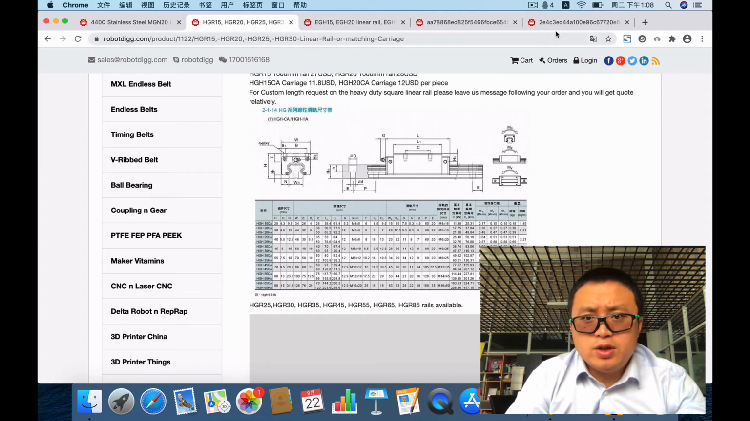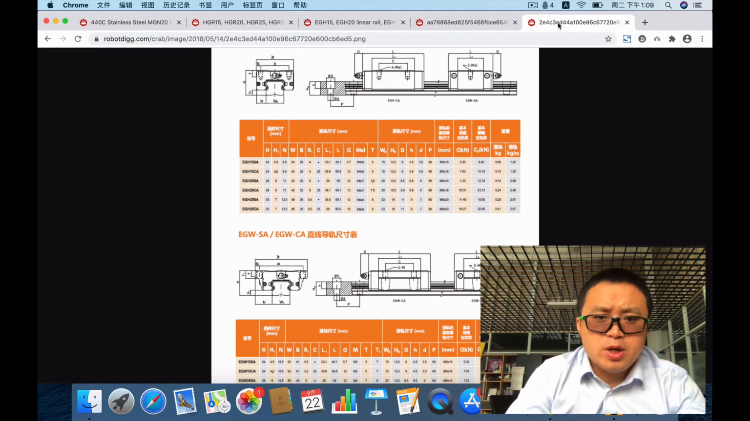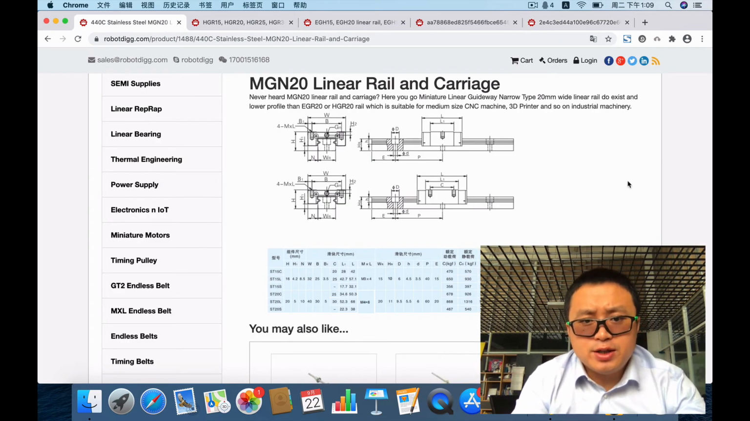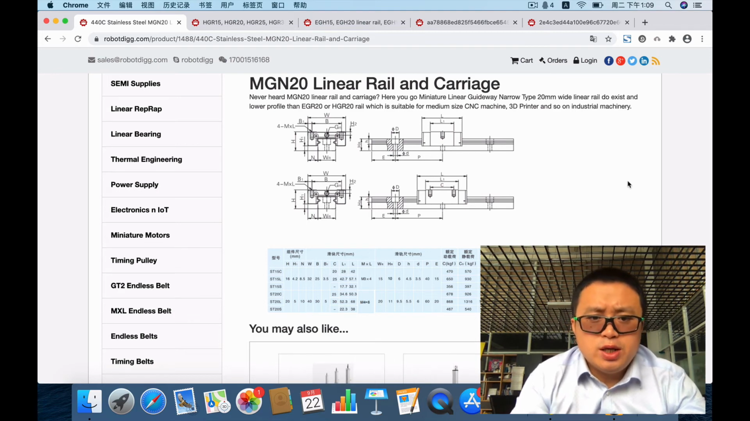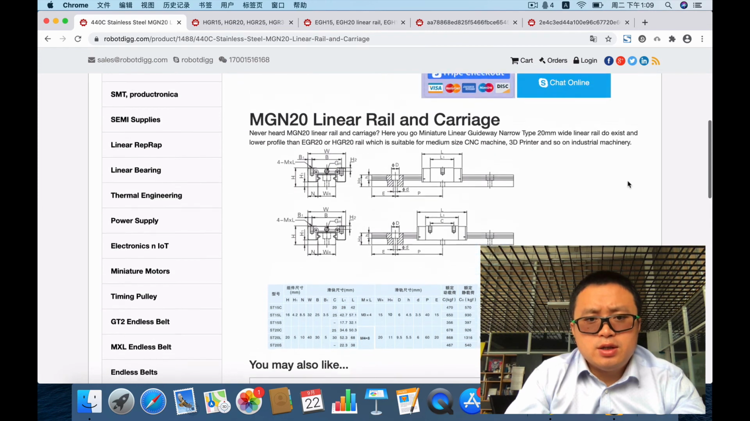The MGN20 is the lowest, the thickness is the smallest, it's 11. So even compared with the EGH20 at 15.5 millimeters, it's 4.5 millimeters lower. That's why we will use the MGN20 instead of the EGH20 or HGH20 in applications. So you can find all this.